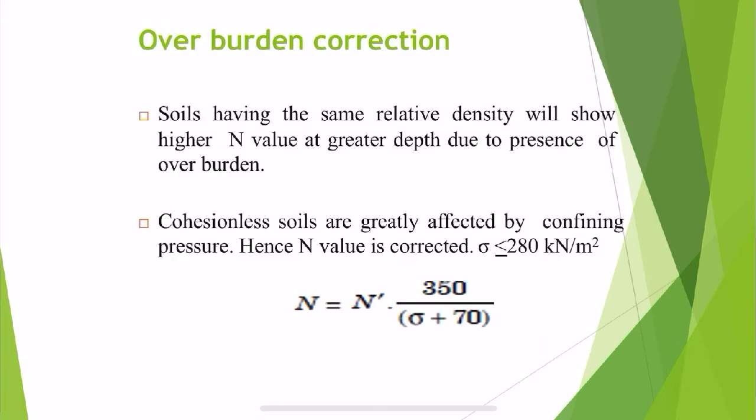Coming to overburden correction, soils having the same relative density will show a higher N value at greater depth due to the presence of overburden. Cohesionless soils are greatly affected by confining pressure, hence the N value is corrected. Whenever the sigma value is greater than 280 kilonewton per meter square, we use N equal to N dash into 350 by (sigma dash plus 70). N means SPT value, N dash means dilatancy correction, sigma dash means effective overburden pressure.